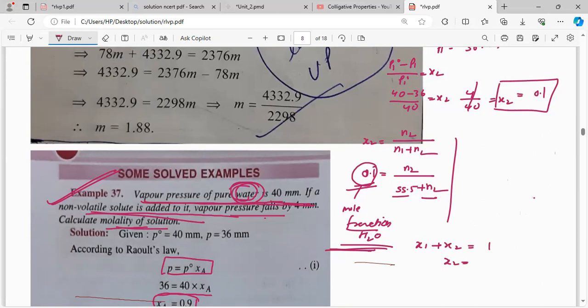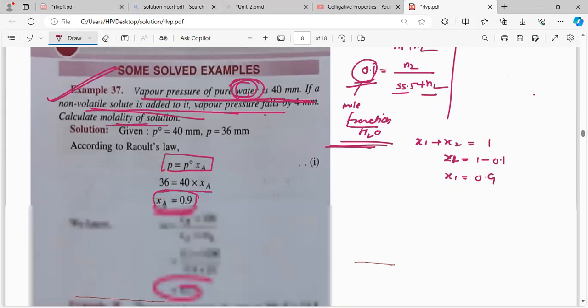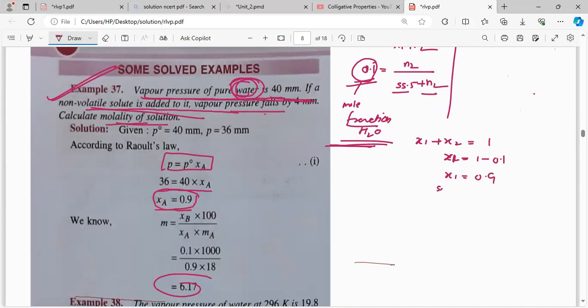Here you consider that is x1. X1 is 1 minus 0.1, so x1 is equal to 0.9. Keep in mind, instead of doing it in this many steps, it could be much quicker if we do it this way. This looks faster, but understanding the problem is also important. Once you solve the problem, it will come automatically.